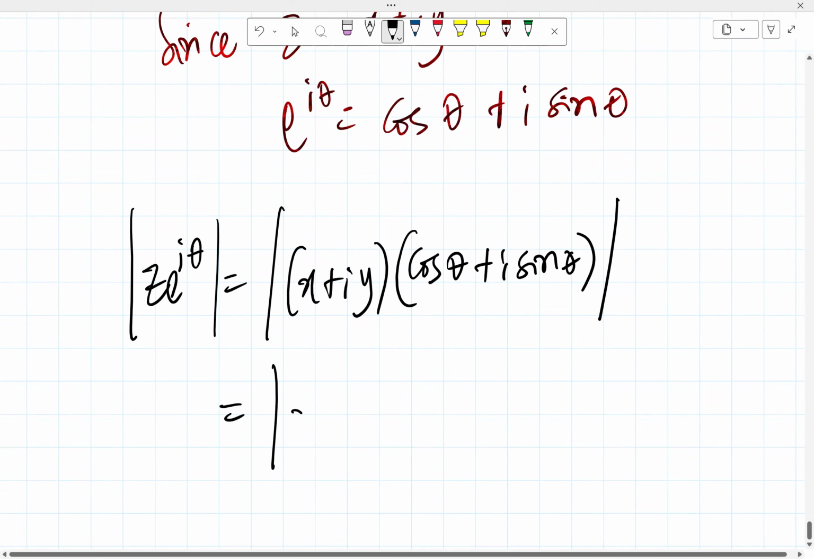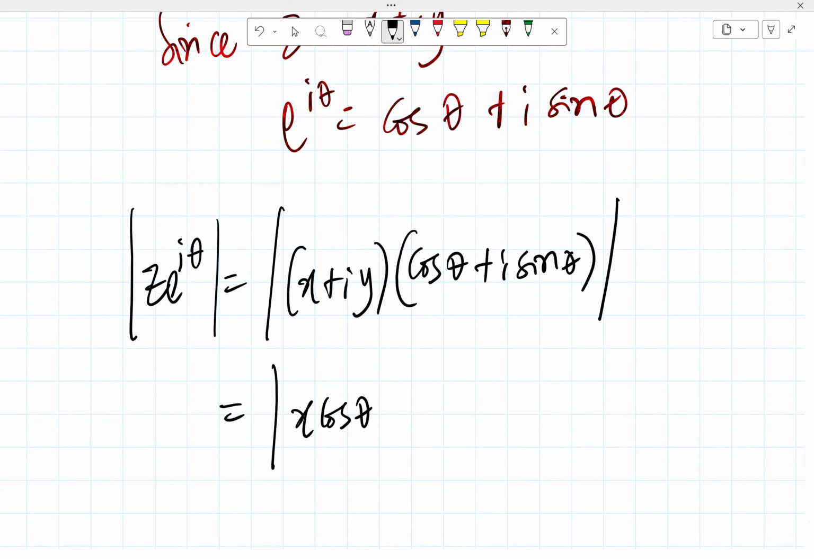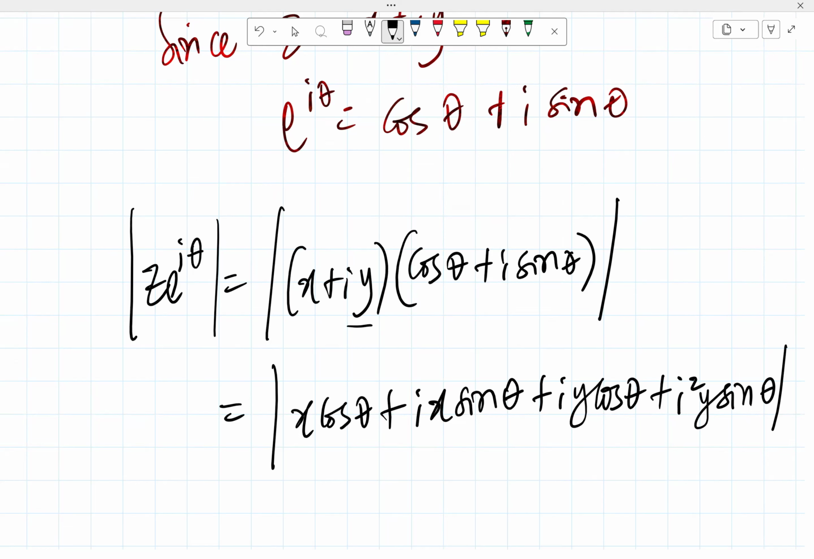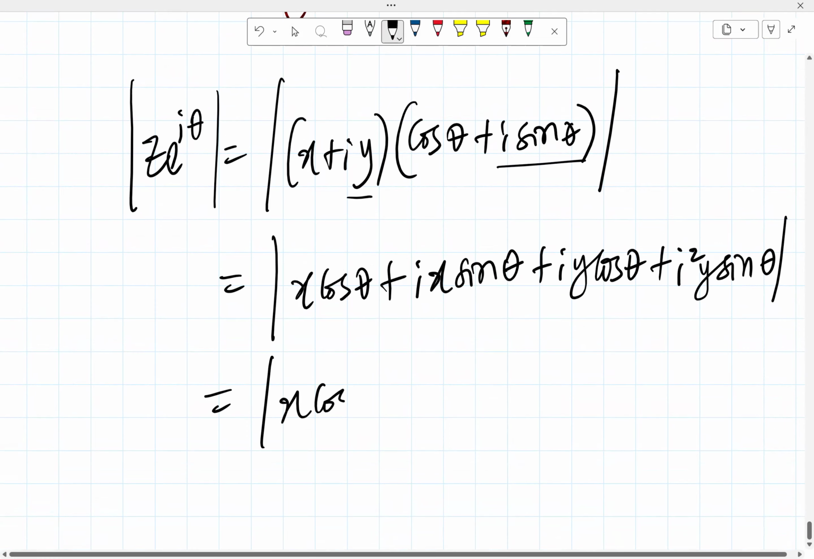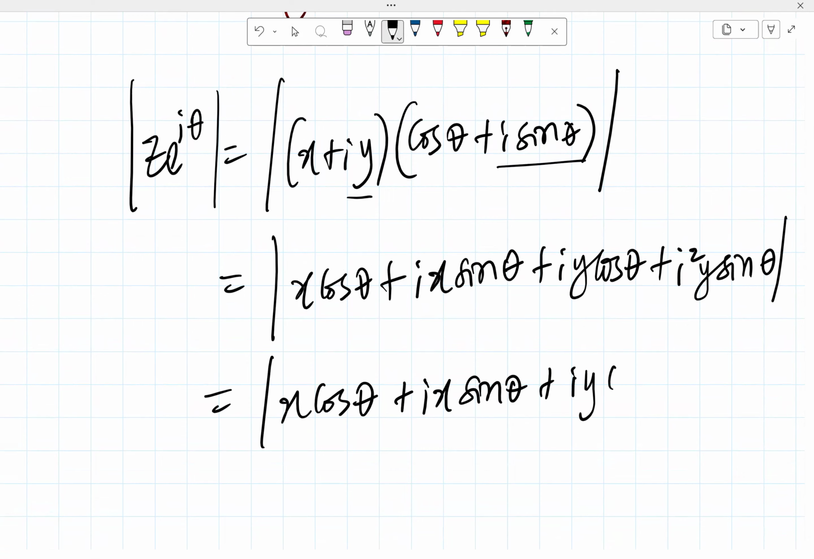Now, if you expand, x times cos theta is x cos theta. x times i sine theta is ix sine theta on one hand. Then iy cos theta on the other hand. Then iy times i sine theta, and i times i is i squared, so that's i squared y sine theta. So that means we have x cos theta plus ix sine theta plus iy cos theta plus i squared y sine theta.